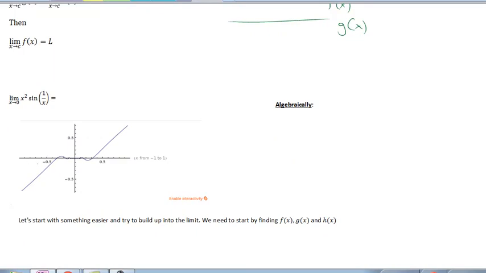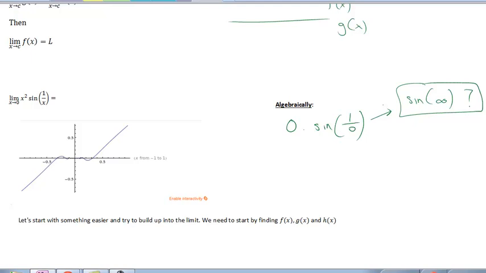So if I want to do the limit as x approaches 0 of x squared times sine of 1 over x, algebraically, if I plugged it in, I would get 0 times sine of 1 over 0, and we kind of know that sine of 1 over 0, we're talking about something like sine of infinity, and we're not really sure what that is. That's a question that at the moment we're not really sure how to answer. We'll get there, but at the moment we're not entirely sure how to handle that.